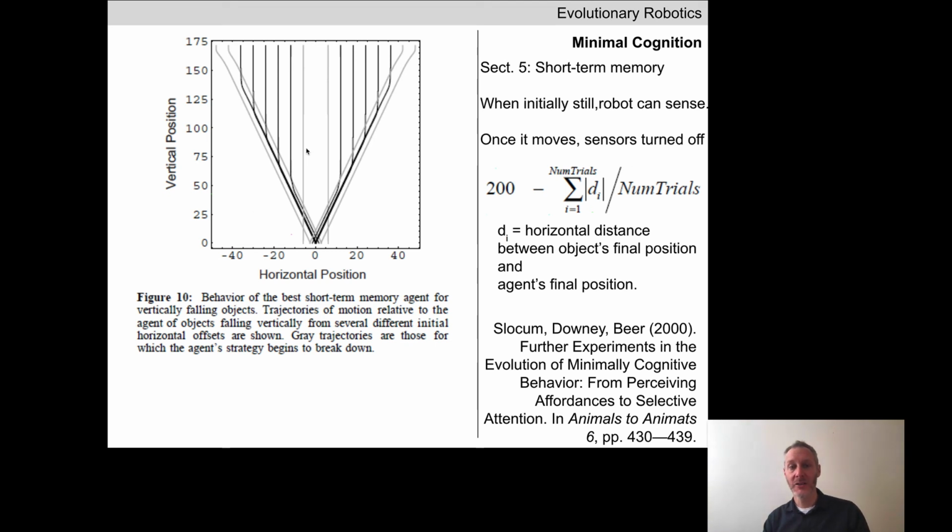Sorry, I didn't mention the colors of the trajectories. The black trajectories, as you can see down here at the bottom, are successful cases. The agent grabbed the object in these cases. The gray trajectories mean the agent sort of missed the object. The object hit a little bit to the left of the agent, or a little bit to the right of the agent. How is the agent solving this problem?